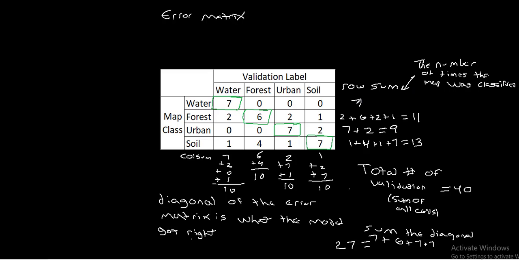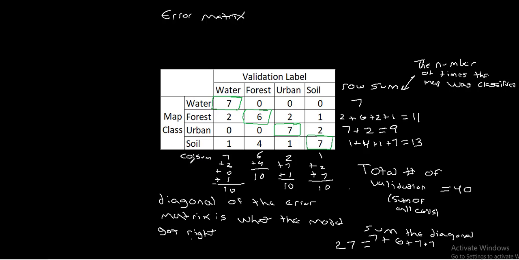Right? So this 7 represents the number of times that we found a pixel on the map classified as water. This 11, right, is the number of times that we found a pixel classified as forest. 2 water pixels were classified as forest, 6 forest pixels were classified as forest, 2 urban pixels were classified as forest, and 1 soil pixel was classified as forest. So this is the number of times that we came across a pixel on the map classified as forest. Okay.